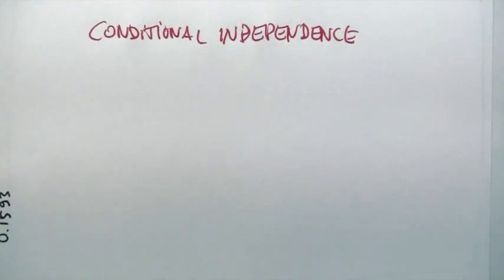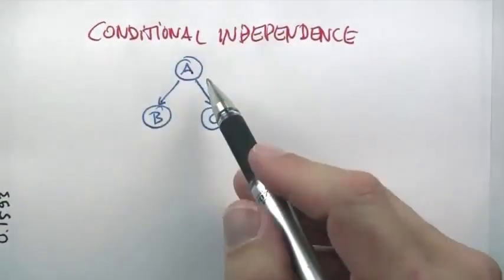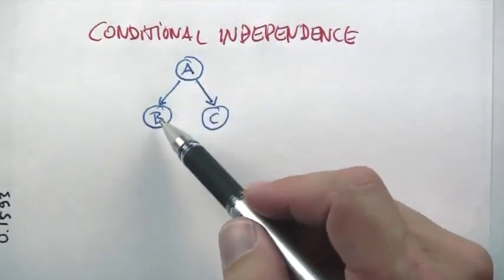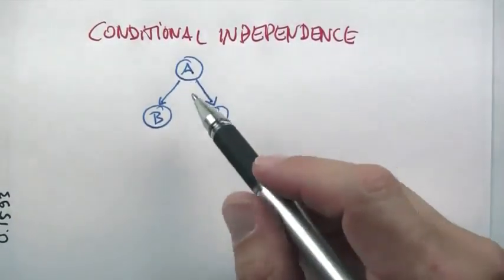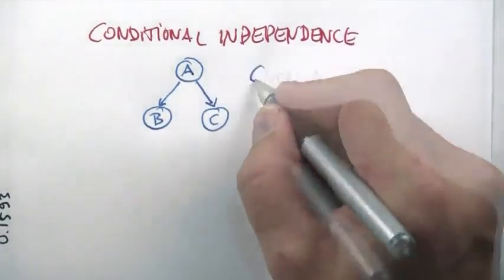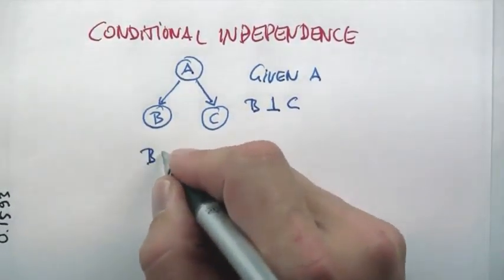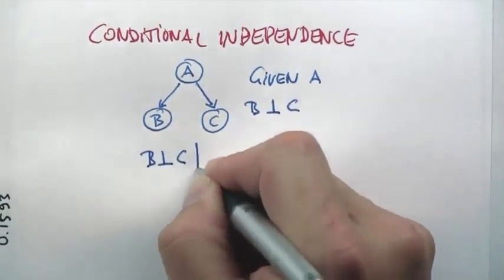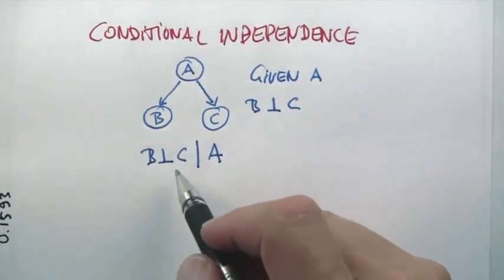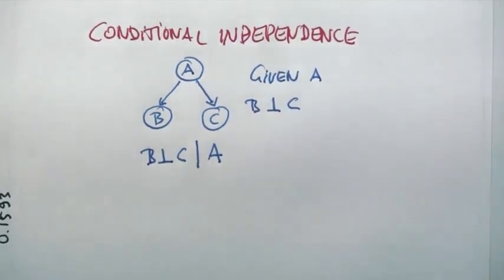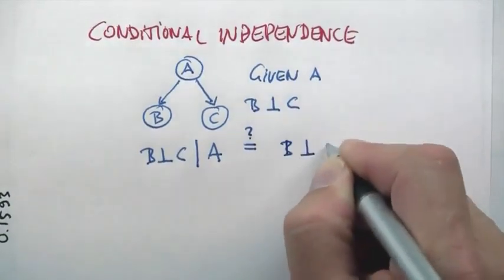So conditional independence is a really big thing in Bayes networks. Here's a Bayes network where A causes B and C. And for a Bayes network of this structure, we know that given A, B and C are independent. That's written as B conditionally independent of C given A. So here's a question. Suppose we have conditional independence between B and C given A. Would that imply, and that's my question, that B and C are independent?